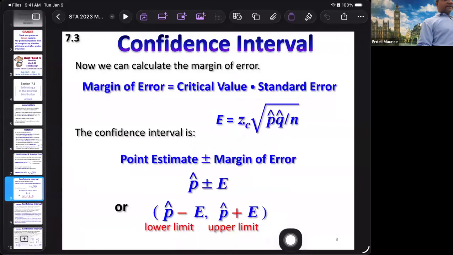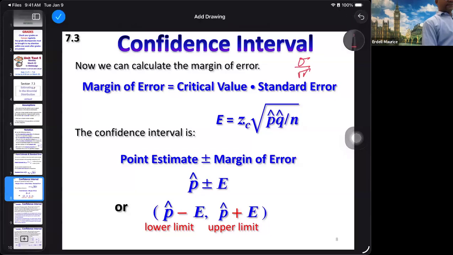And so your confidence interval is going to be just like we did a while ago: your critical value multiplied by your standard error. Remember previously, the standard error was sigma over the square root of N. But because we're in a binomial situation, it is the square root of P times Q divided by N. It's your new formula for your standard error. Okay?